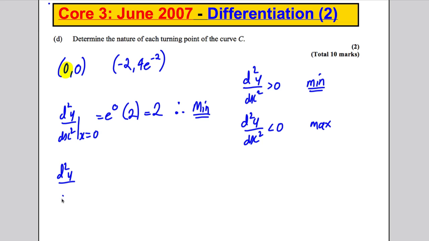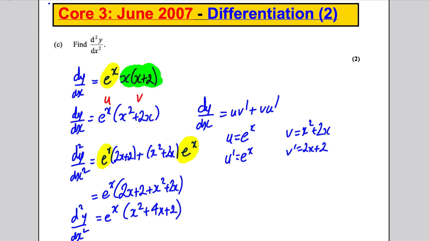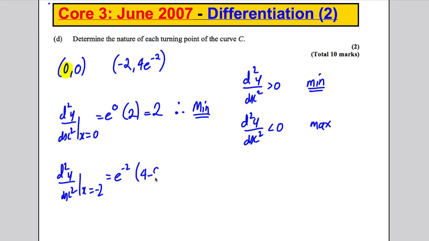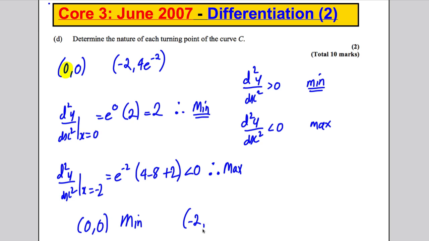And d2y by dx squared, when x is equal to negative 2, that would be e to the negative 2, times 4 subtract 8 plus 2, and that's certainly a negative number, so it's a max. Okay, so state your answer: (0, 0) is therefore a min, and (-2, 4e^-2) is therefore a maximum, and we're done.